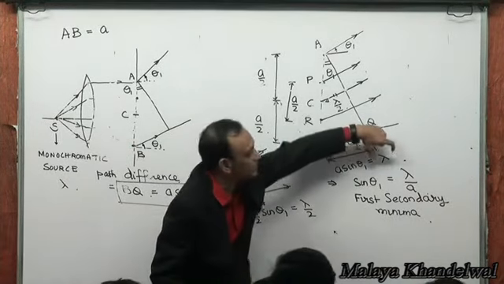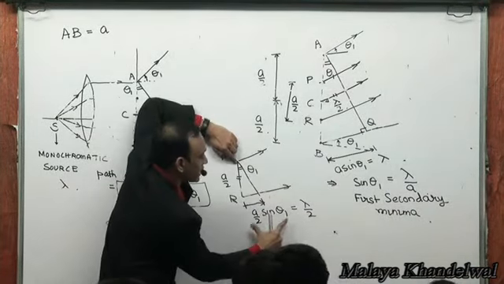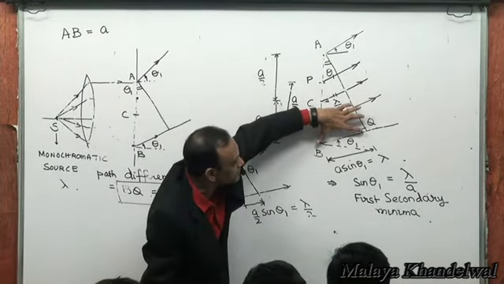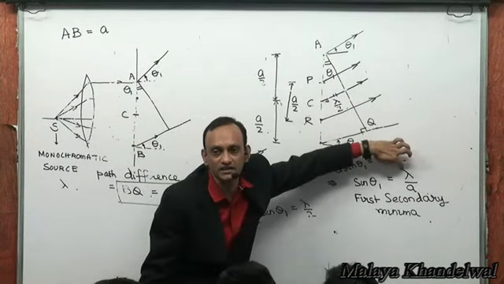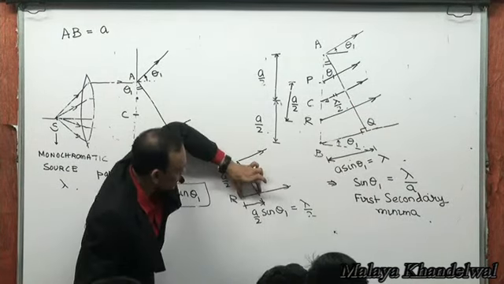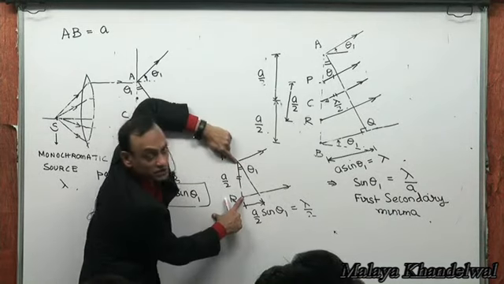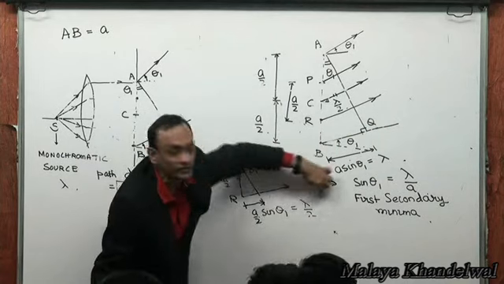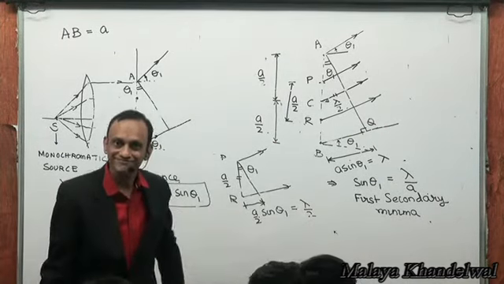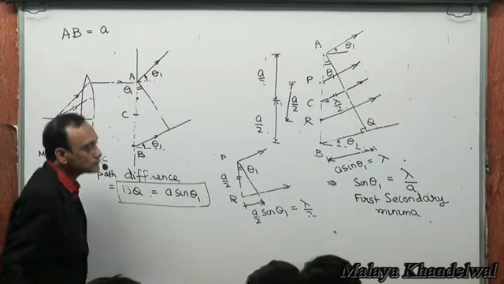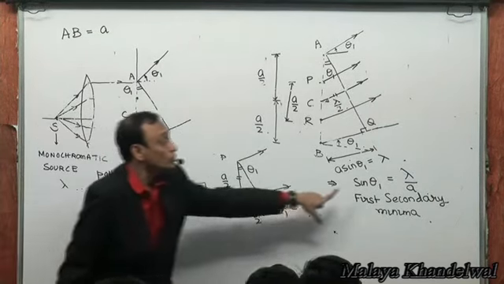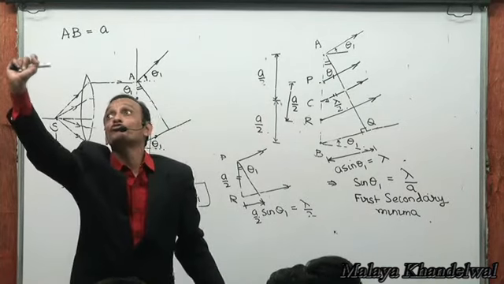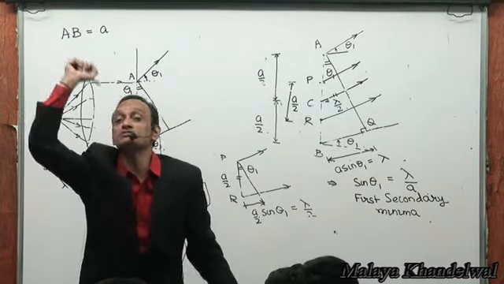See, if A sine theta 1 is lambda, then A by 2 sine theta 1 would be lambda by 2, isn't it? I have selected theta equal to theta 1 such that A sine theta 1 is lambda. So this will be a by 2 sine theta 1, isn't it? The path difference. So if a sine theta 1 is lambda, a by 2 sine theta 1 will be lambda by 2, isn't it? That's okay. So this sine theta 1 equal to lambda by a will give to us our first secondary minima.